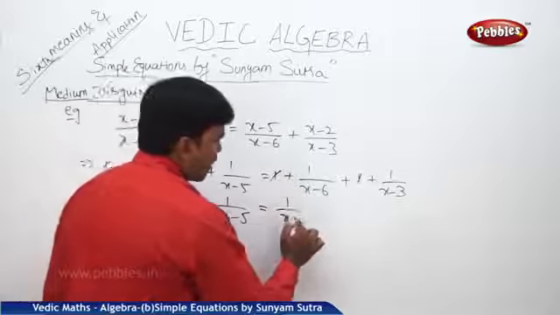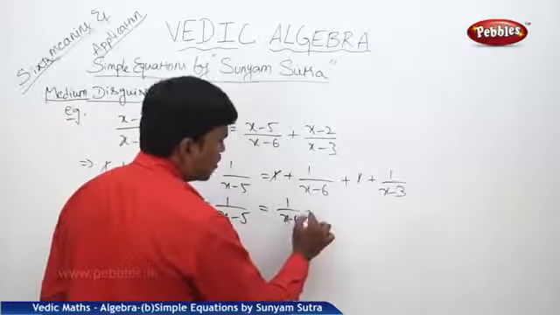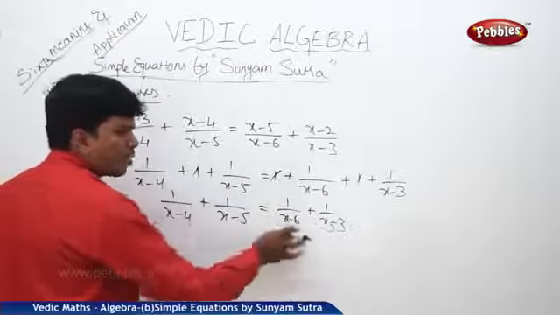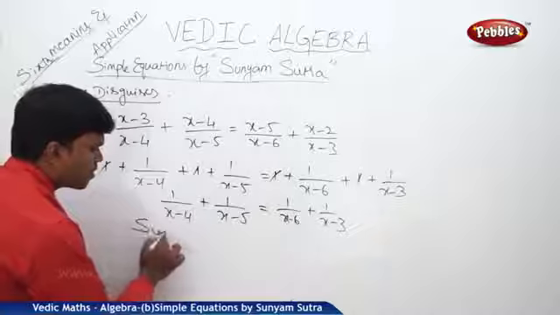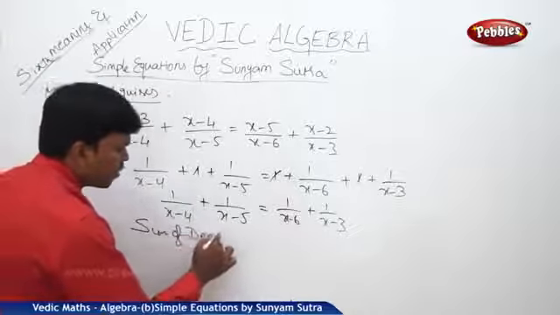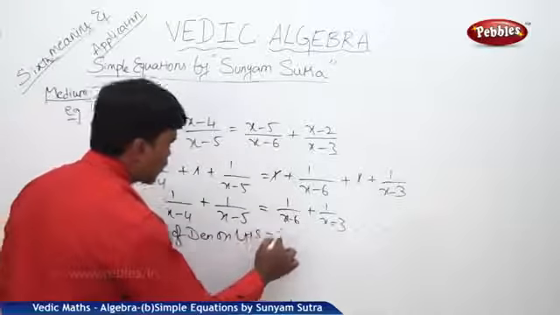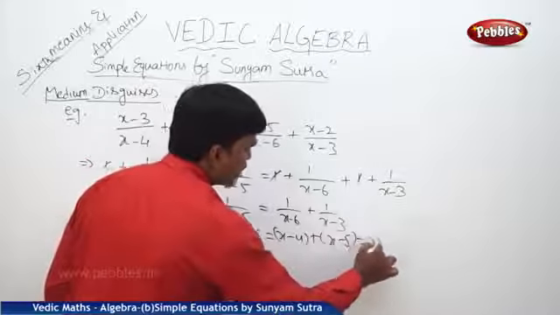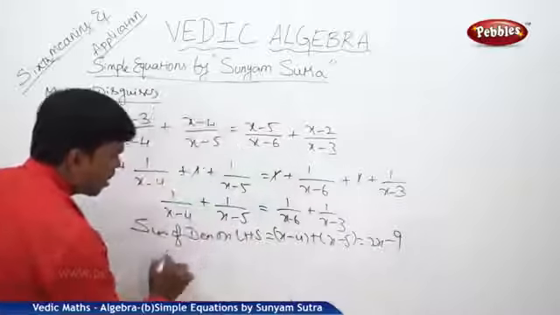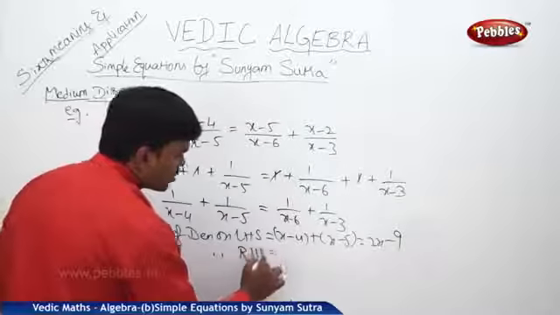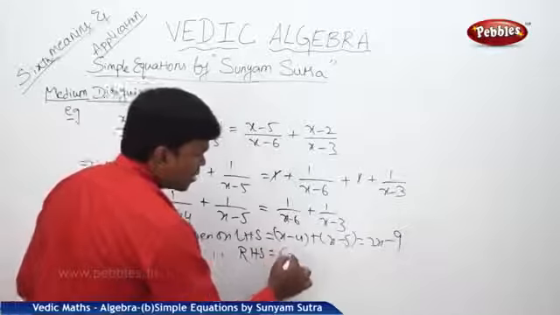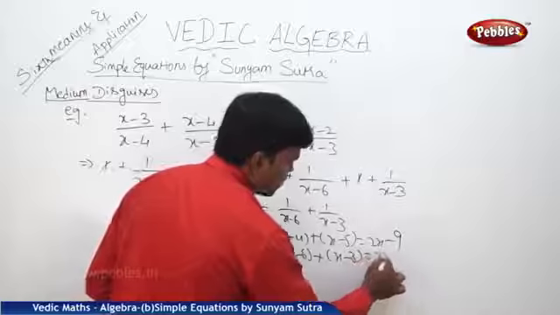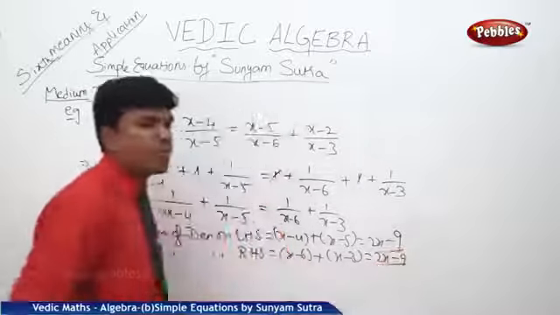So 1 by x minus 6 plus 1 by x minus 3. Now check the sum of the denominators on both sides. Sum of denominators on LHS equals how much? x minus 4 plus x minus 5. How much will you get? 2x minus 9. Similarly on RHS, x minus 6 plus x minus 3. It is also 2x minus 9. So both the sums are equal on both sides.